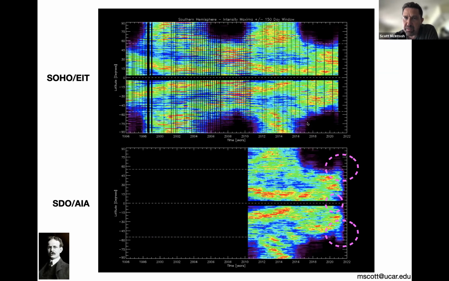Another interesting point, if you remember from a few slides back, I talked about the rush to the poles, and that the polar migration appears to start coincident with the terminator. And we're starting now to see the polar crown filament forming at 55 degrees latitude again, and get ready for its march to the pole. So everything seems to be lining up. So these pink zones are highlighting the presence of the polar crown filament and the fact that it may be getting ready to march to the poles.